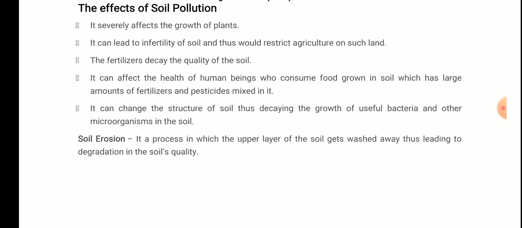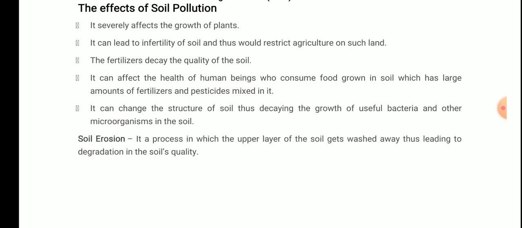First, it severely affects the growth of the plant. Second, it can lead to infertility of soil and thus would restrict agriculture on such land. Because various chemicals and waste materials are always mixed in the soil, it results in decreasing the fertility of the soil and eventually affects the growth of the plants, because plants cannot get the nutrients that are required because of those harmful substances that are mixed in the soil.